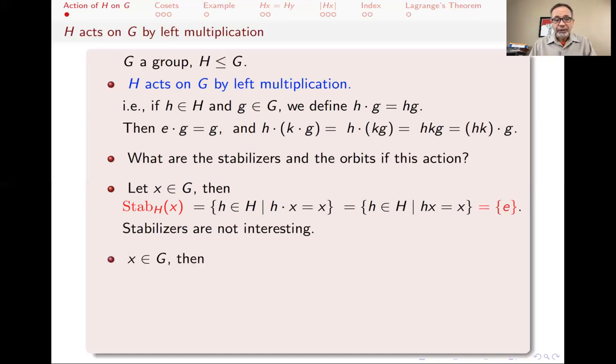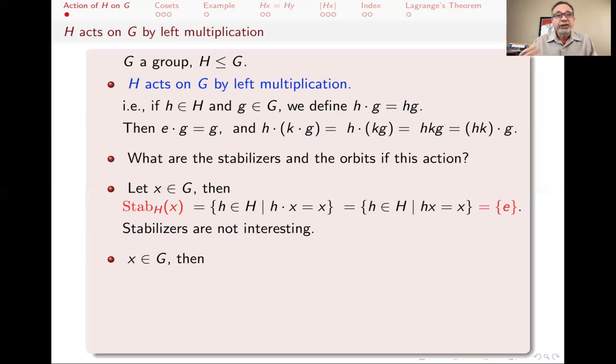Let's look at orbits. Point of view is that you have an action, you check the stabilizer and orbits and hope for the best. Orbits of what? Again, orbits of the set elements. Again, you pick a set element and ask, what is its orbit? So I picked x in G, and I want to know what's the orbit of that. What's the orbit mean?